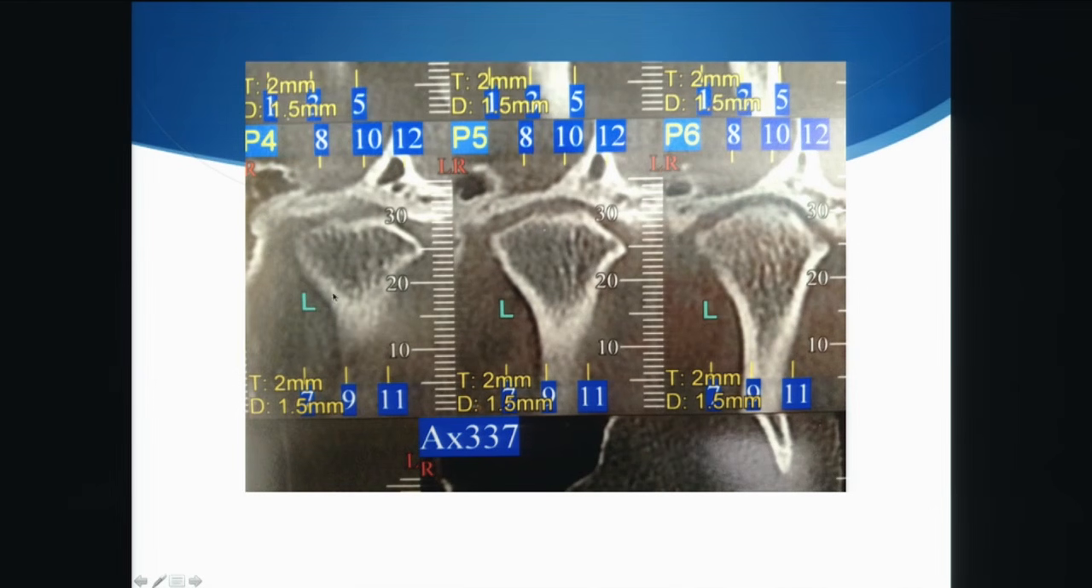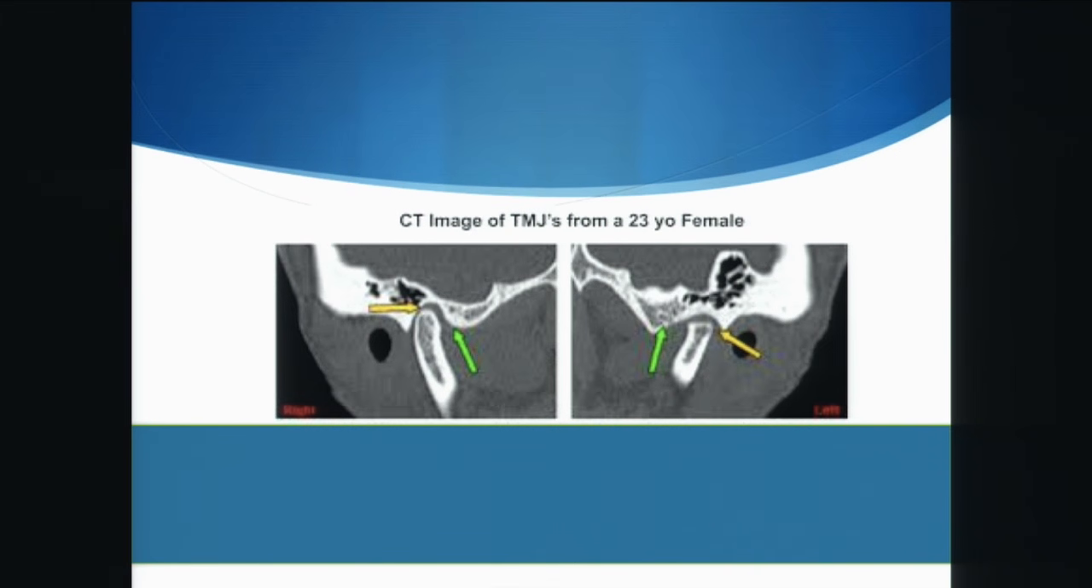So this is another picture of degeneration. This is a 23-year-old, and this 23-year-old has lost so much anatomy. You see it's really flat here and it's really flat here, as opposed to the rounded curves on both the eminence and the condyle. For a 23-year-old, that's pretty dramatic.